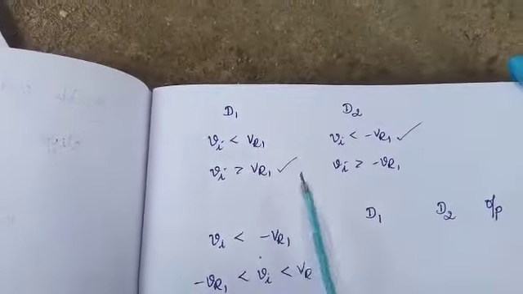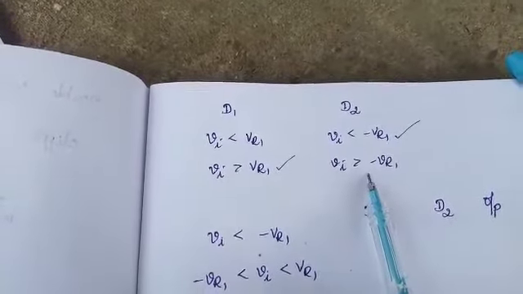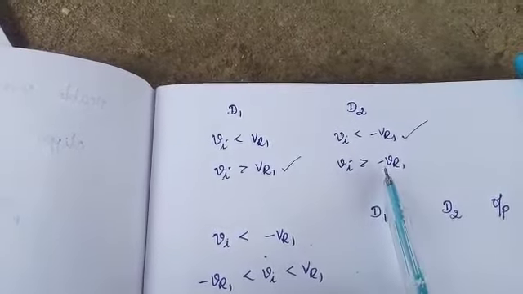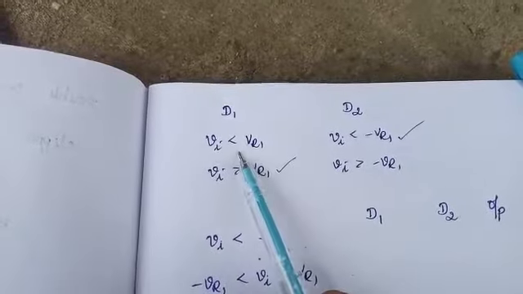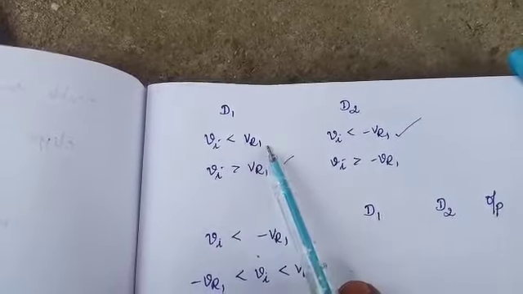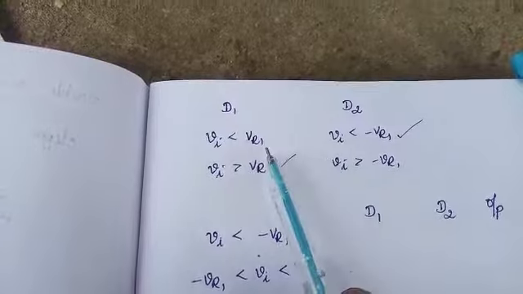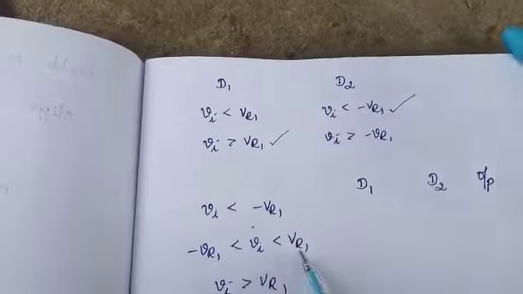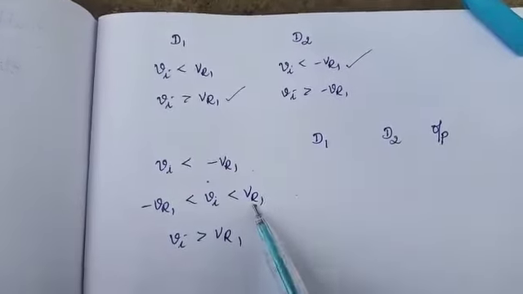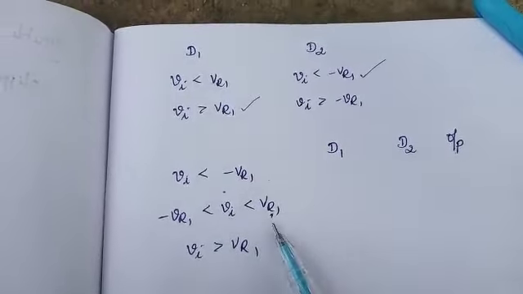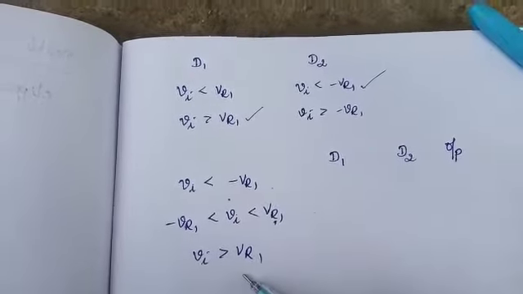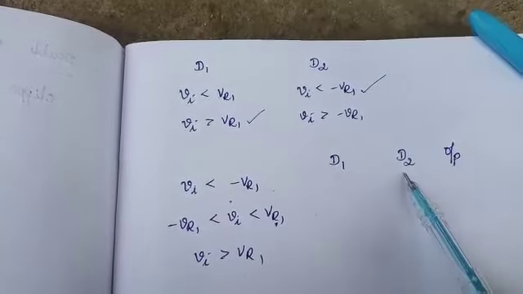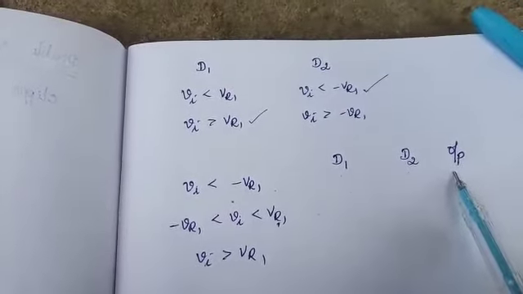Now I am going to combine the middle conditions. In one, the Vi value is more when compared to minus VR1, and in the other, the Vi value is less when compared to VR1. So we can combine these two cases into a single case: minus VR1 less than Vi less than VR1. Now we have minimized the four cases into three cases. In these three cases, we'll discuss the operation of the circuit, how diode D1 behaves, how diode D2 behaves, and what the output of the circuit is.